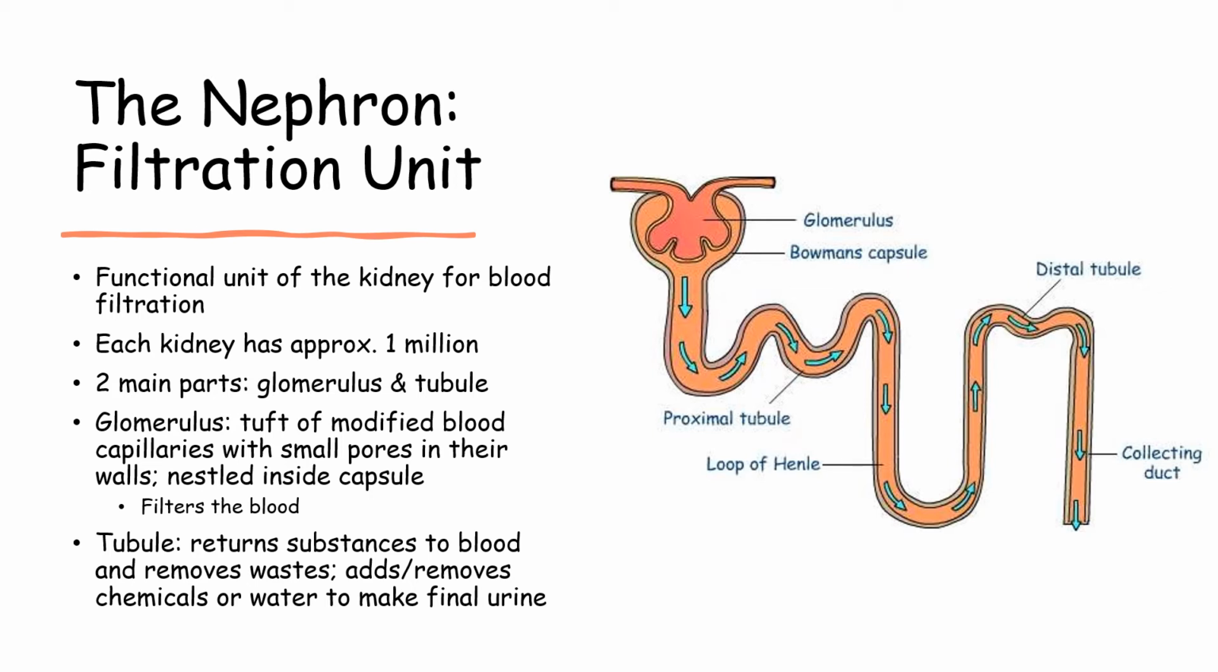The glomerulus is responsible for filtering the blood, and it's actually a tuft of modified blood capillaries, and these capillaries have small pores inside the walls, which I'll discuss further later, but this is what filters out the blood. And it's covered in a capsule called Bowman's capsule. Then we have the tubule, and this returns substances to the blood, removes waste, and it can add or remove chemicals and water to make our final product that we're going to excrete from the body, which is urine.